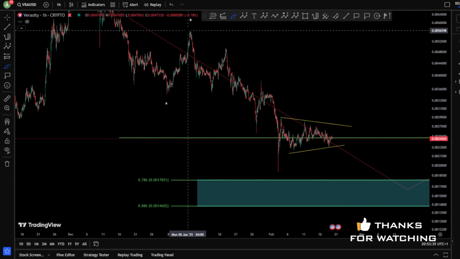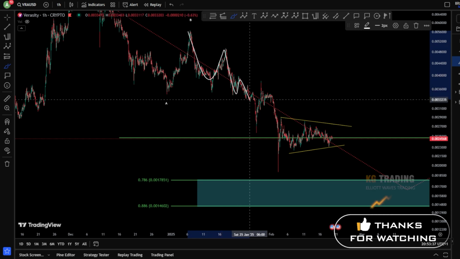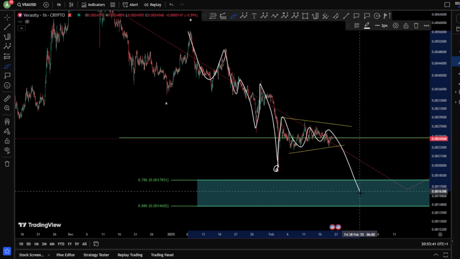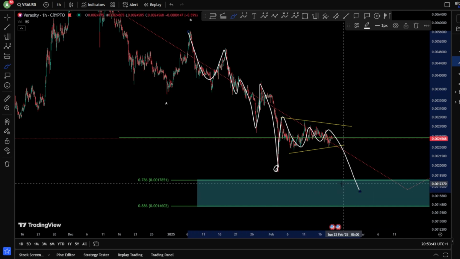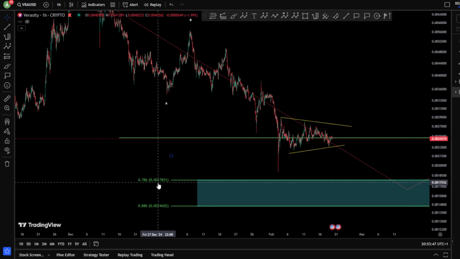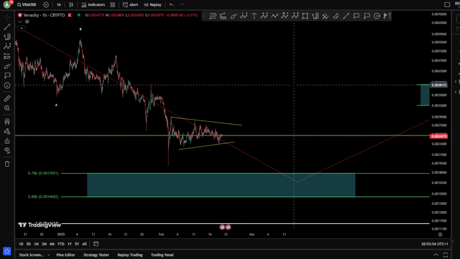And that would be reading as 1, 2 probably, and then 1, 2, 3, 4 and a 5 for a wave 3, and then 4 and a 5 to finish the 1, 2 in the top. Yeah, so to be watched, of course, 0.0017 and 0.0014 as a price action for VRA.